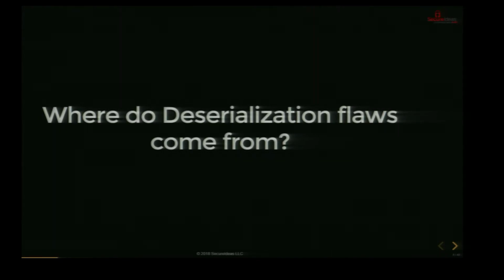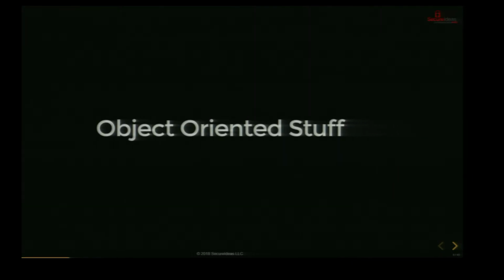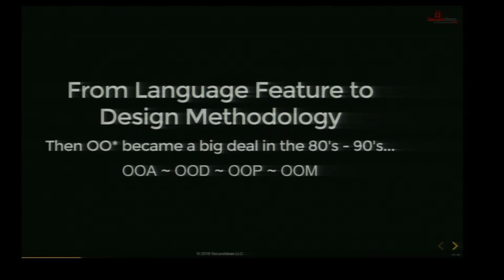So where do they come from? Deserialization flaws, where do those come from? It comes inherently from one specific area of programming, which is object-oriented stuff. That's where all of these flaws are coming from. It's always object-oriented languages, which is an area that I've spent a lot of time in.